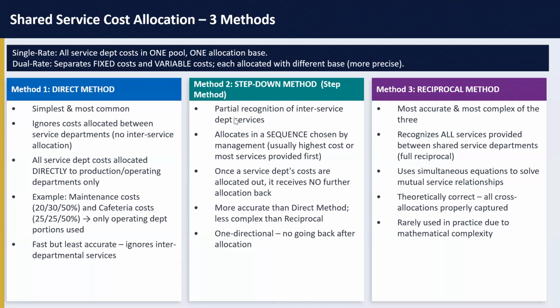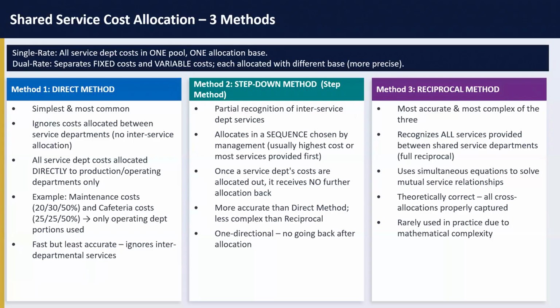Partial recognition of inter-service department services. It allocates in a sequence chosen by management. So here you should choose, right? Which service department cost to allocate to the other? You should choose. Only one service cost allocation among the service departments is allowed. How do you choose? It will be based on management's decision. They will choose which service department cost you can allocate for the other service department. Then once a service department's costs are allocated out, it receives no further allocation back. When you look into the numerical example, you will understand better.